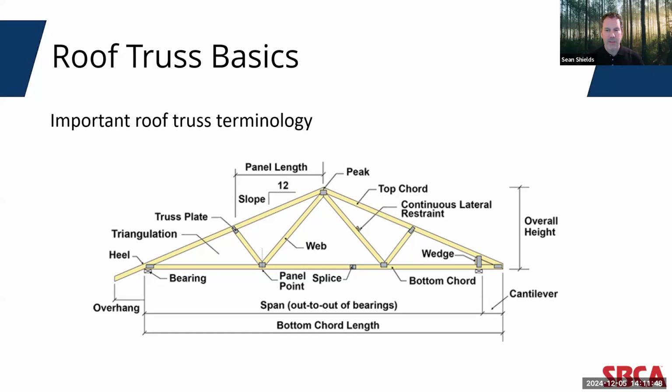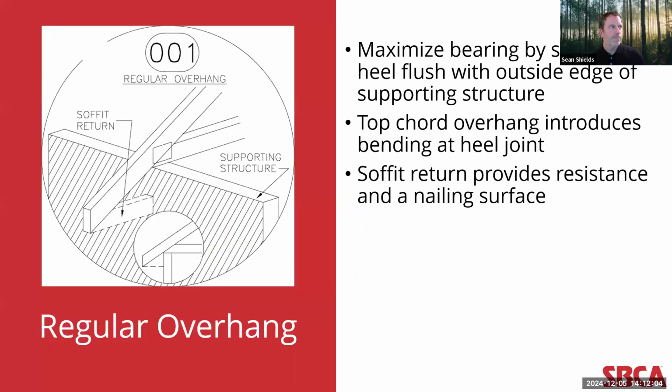In the roof truss details that I'm going to look at here, we're going to be looking primarily at the heels of the trusses, including trusses with and without overhangs. And in the end, we'll look at a few unique roof truss configurations. So here's detail number 1. This detail brings attention to the need to maximize the bearing area by setting the heel of the bottom chord of the truss flush with the outside edge of the supporting structure, typically a wall. Now, this is particularly important because the top chord in this case has an overhang.